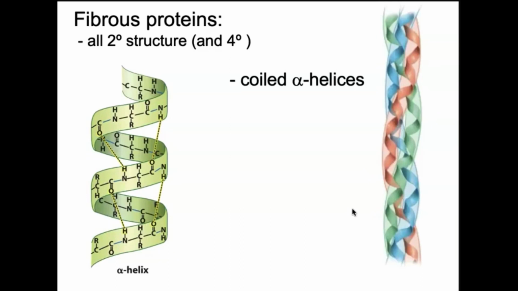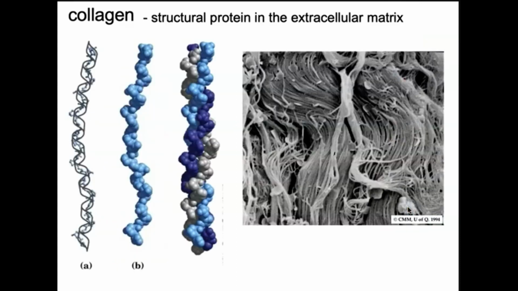Examples of this that you should be familiar with would be collagen. I think this illustration is depicting collagen because it's got 3 different alpha helices coiled together to make one fibril. And another one is alpha keratin, the protein in hair. So let's consider collagen for a minute.